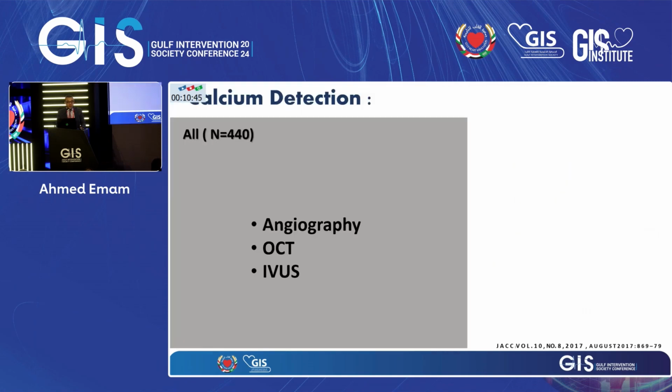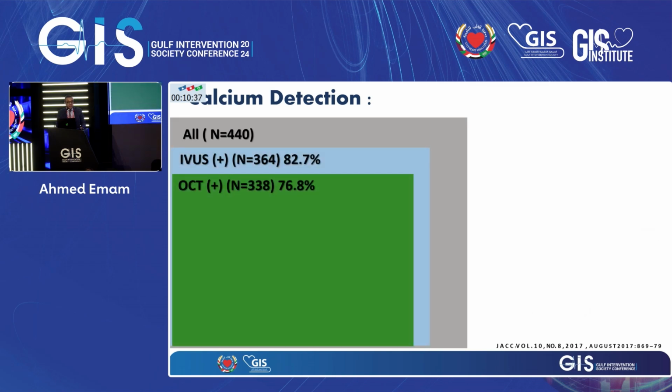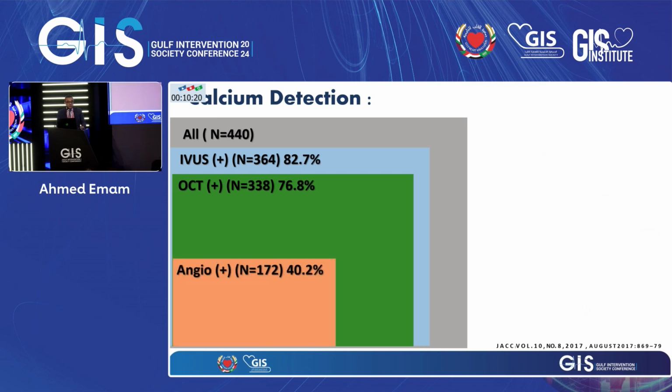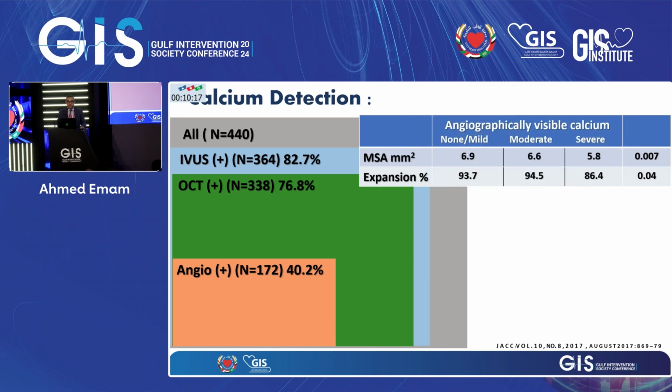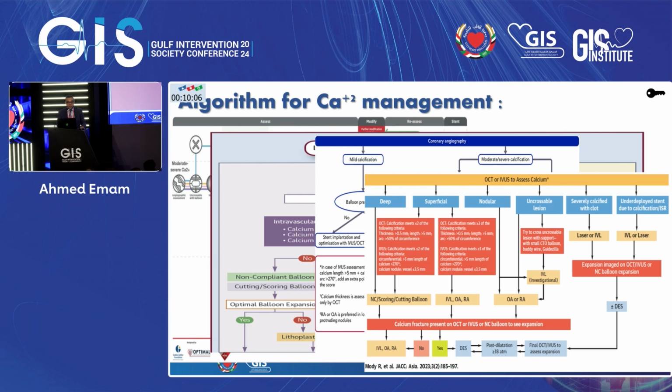So this is a study by a group in Jack. IVUS can detect calcium in around 80% of lesions, OCT in 77%. IVUS is more sensitive. It can see the deep calcium beyond the penetration power of the OCT. Angiography can pick up only 40%, but this 40% is really important because this type of calcium leads to stent underexpansion. So maybe severe angiographic calcium is the threshold to use the specific calcium modification therapy.